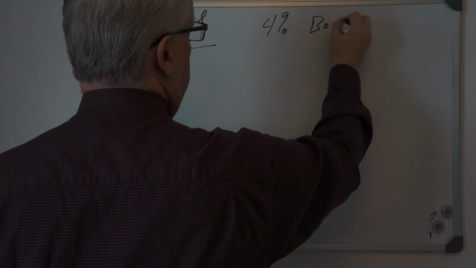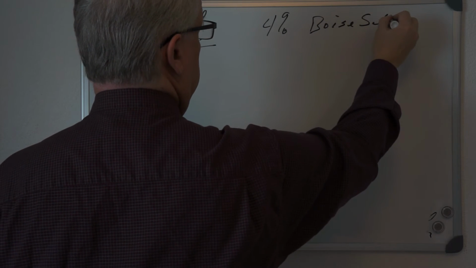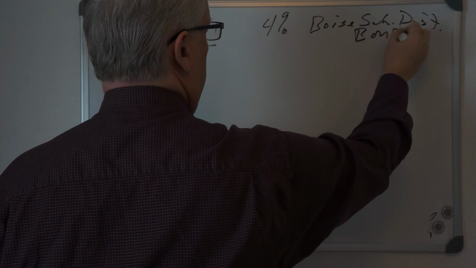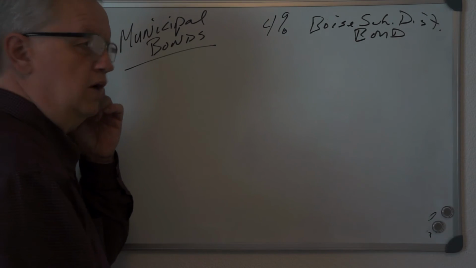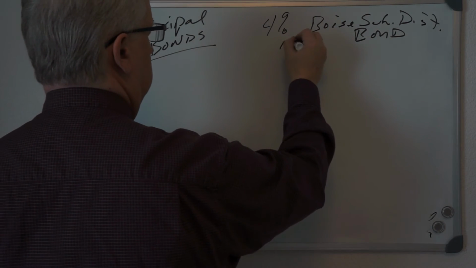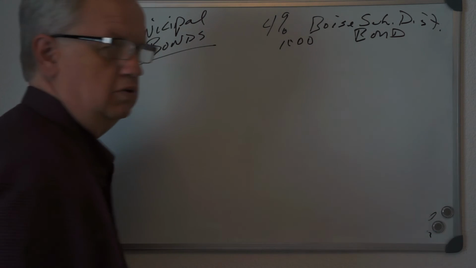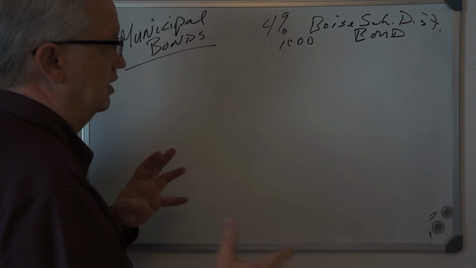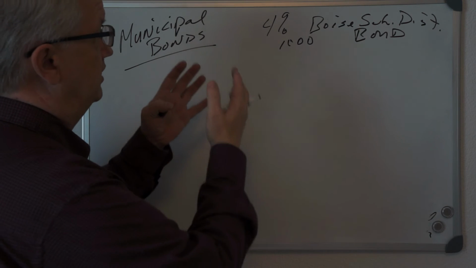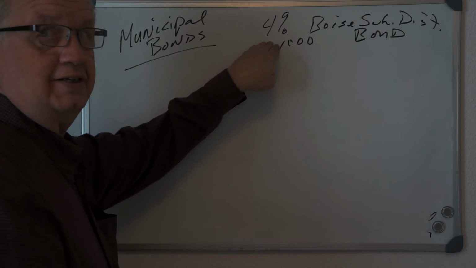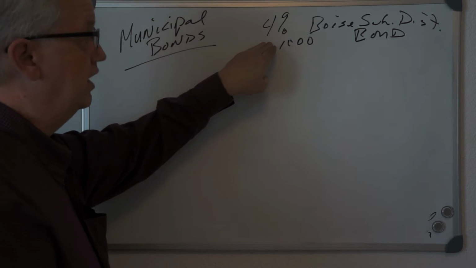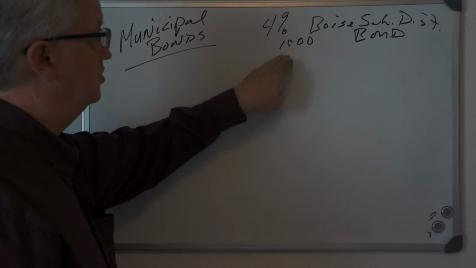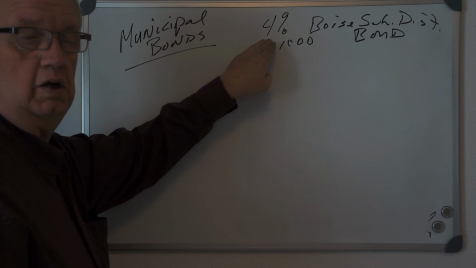So you have a 4% Boise School District bond. All we're selling at $1,000. We're not going to make any difference here now. We're just going to try to get a comparison with a tax-free bond. This 4% is tax-free to them. So they get $40 a year tax-free. They pay $1,000, they get $40 tax-free.